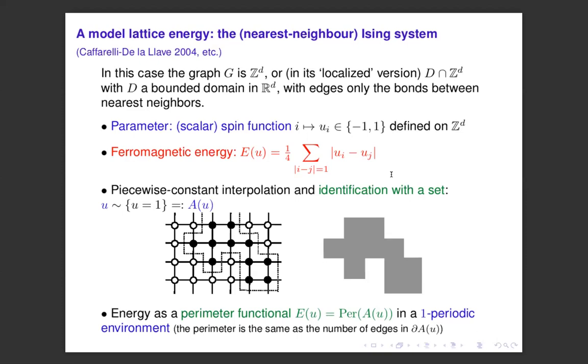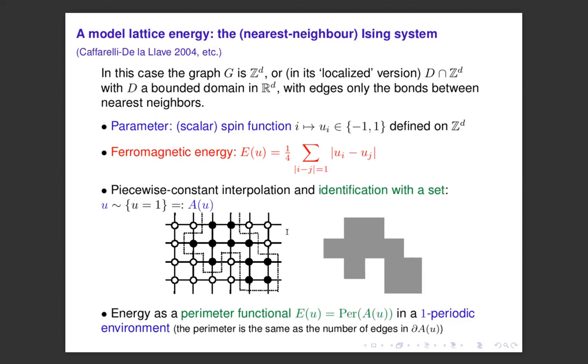So we start with a very nice, very regular environment, a square lattice in dimension d. Or maybe it's better to think of having a portion of this lattice, the portion which is contained in a bounded domain. And the set of edges are just the nearest neighbors. So here is a representation. The edges are just these lines here. And so now the parameter is defined on Z^d, and this is the energy. The energy now is just a sum on nearest neighbors.